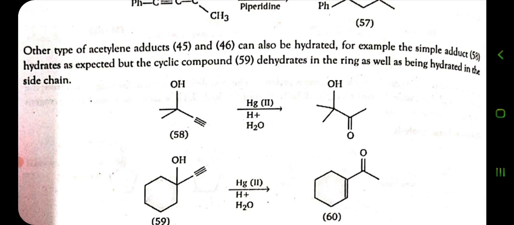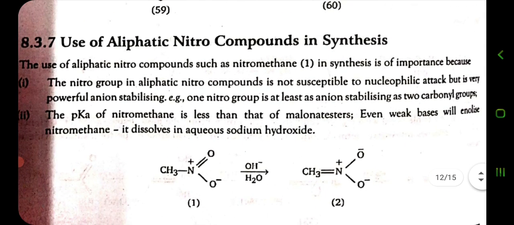So by these reactions we can explain the use of acetylenes in organic synthesis, which is the important part of the disconnection. Next is the use of aliphatic nitro compounds in synthesis. There are many more reactions in which the aliphatic nitro compounds are used, and by the use of this many syntheses can be explained.